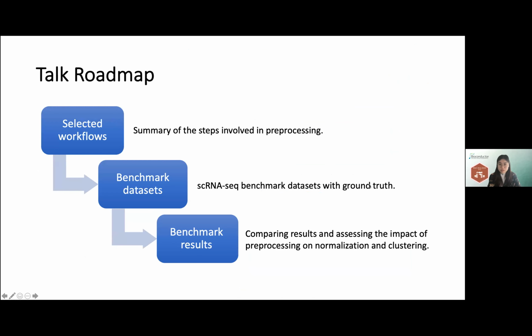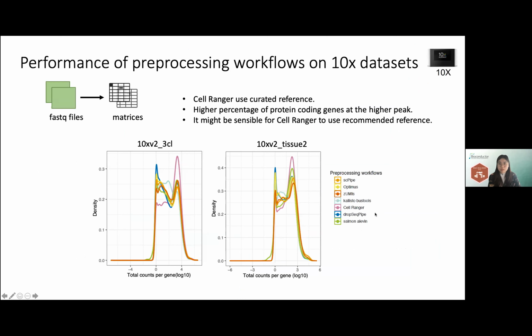So finally, we're going to the results. First, for the 10x dataset, I tried to draw a density plot for the total counts per gene, and I found it quite interesting. All the preprocessing workflows tend to show a bimodal trend here. We could find that for CellRanger, the pink one, it shows more genes at the higher peak and fewer genes at the lower peak, which means more detected genes would have more counts.